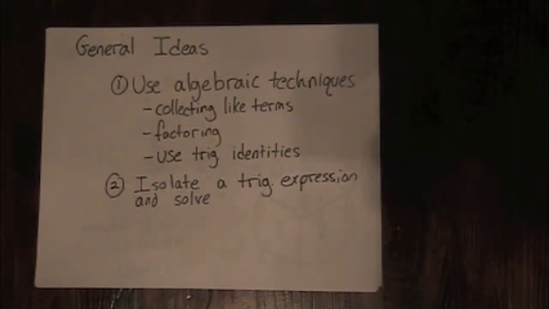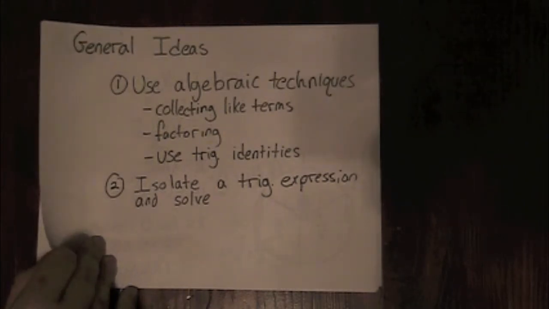Some of the general ideas here are to use what you know about algebra, things like collecting like terms on the same side of an equation, doing some factoring, especially for quadratic or polynomials involving trig functions of a higher degree, and using your trig identities to simplify an equation down to a single trig function. The overall goal here is to isolate, in other words, get by itself, a trig expression and then solve.